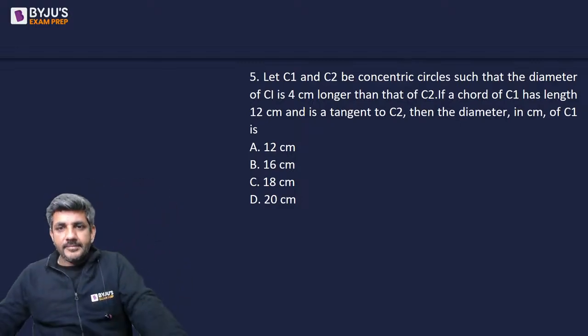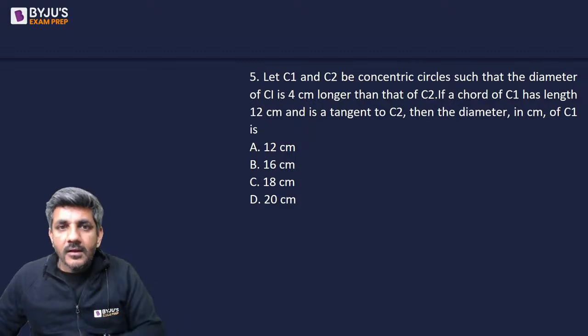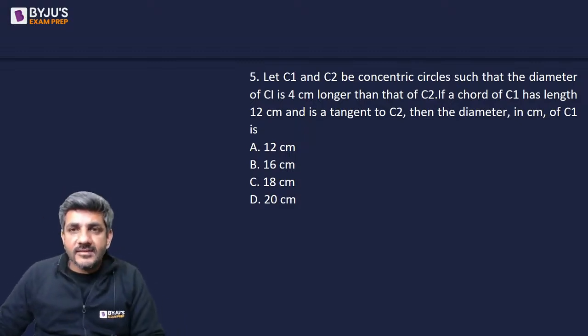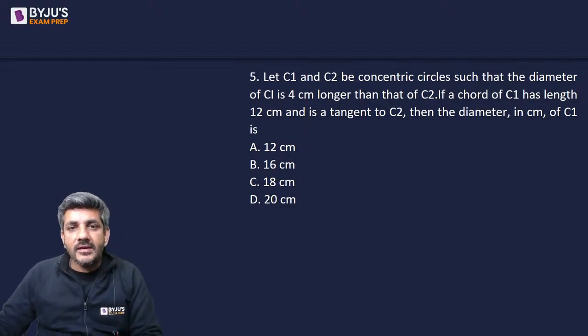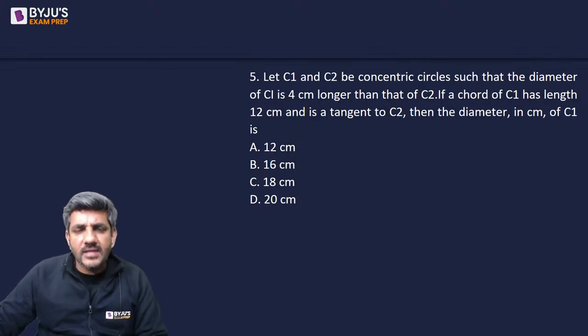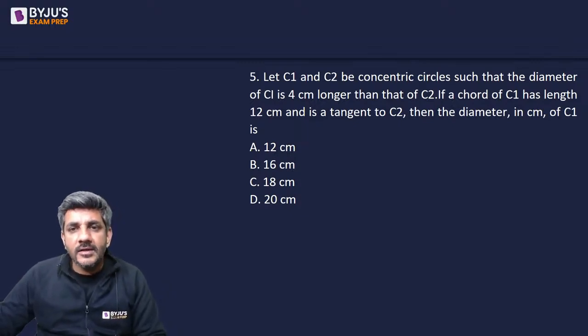Let's start doing it. Anytime, DH Nayak. Let C1 and C2 be concentric circles such that the diameter of C1 is 4 centimeters longer than that of C2.